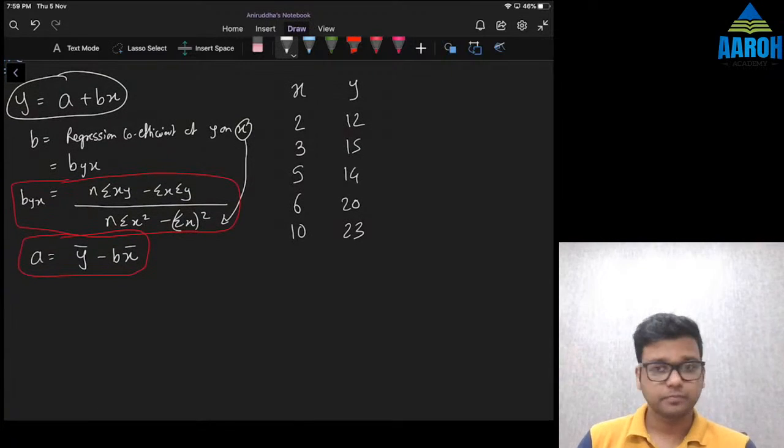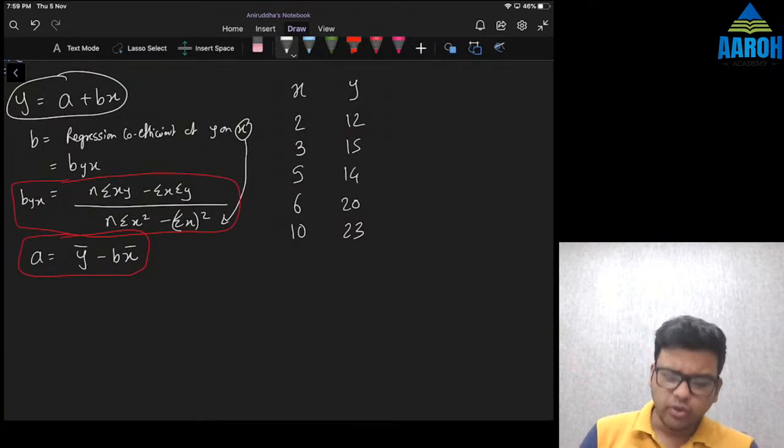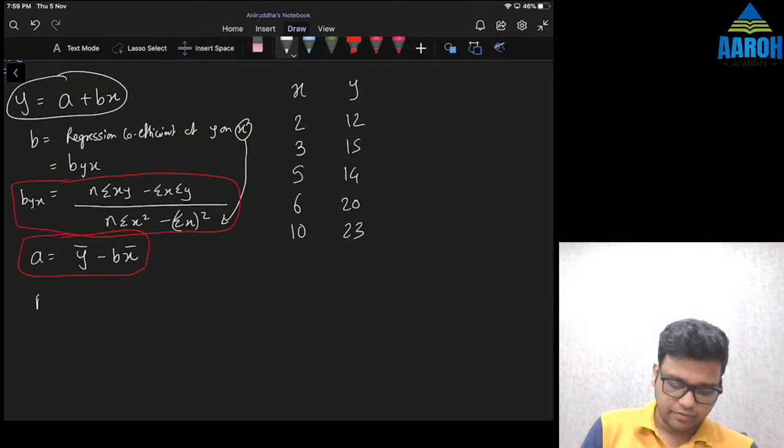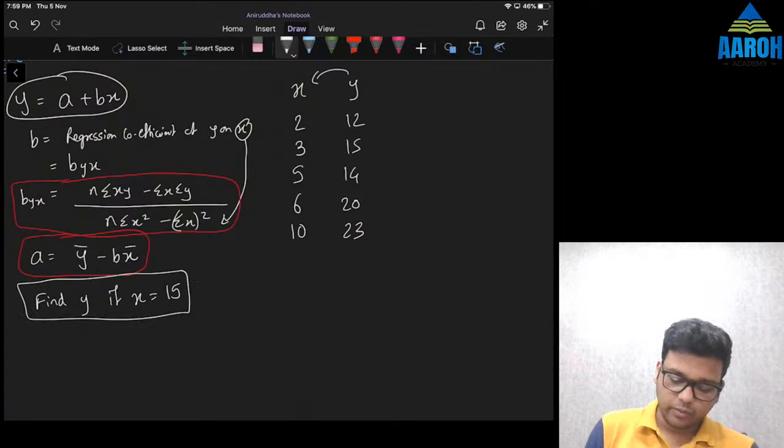Positive correlation, correct. So if I ask a question like this, find y. We are using y on x, so y is dependent on x. Find y if x is equal to 15. Okay, this is the question.